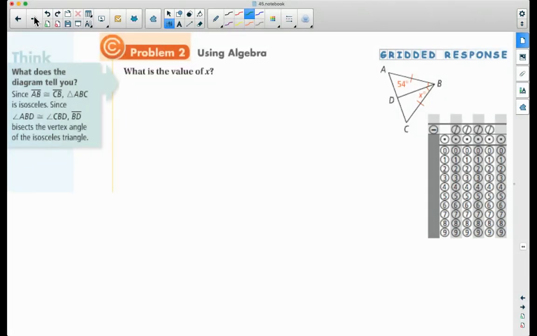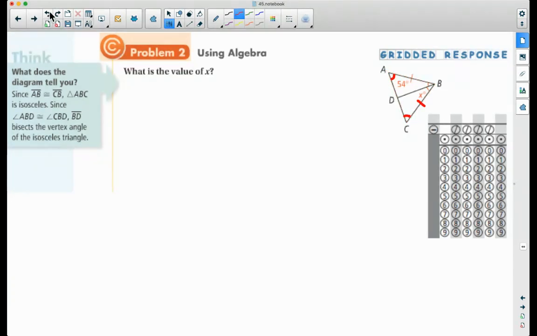Okay, let's take a look at this problem here. So this angle A is the one that's given as 54 degrees, which means this angle is also 54 degrees because in this giant triangle right here, the big one, it's isosceles. So those 2 angles, angle A and angle C, are congruent because they're the base angles of an isosceles triangle.